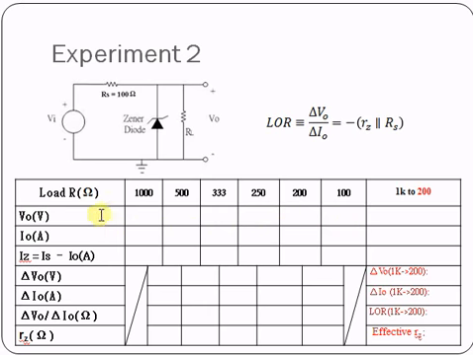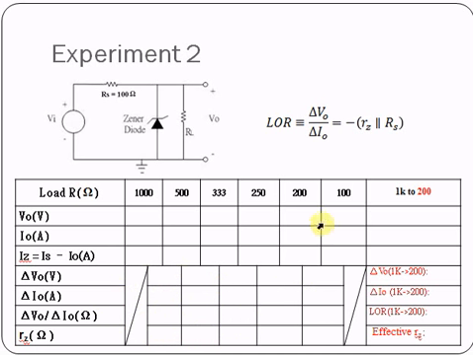Divide Vout by RL, you'll get IO, and calculate IZ. The definition of delta Vout is the difference between two Vout. Calculate and fill in the rest of the table.